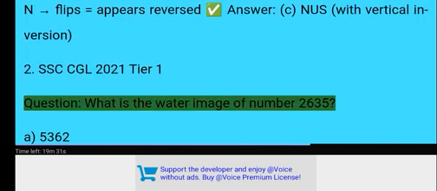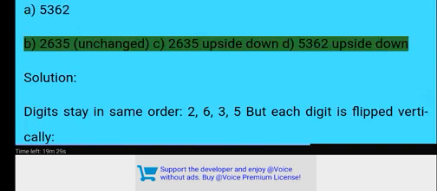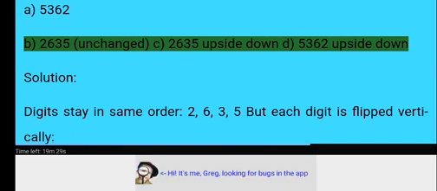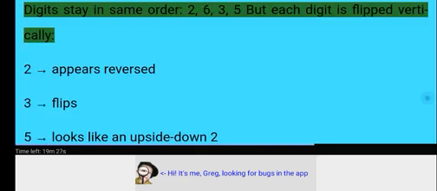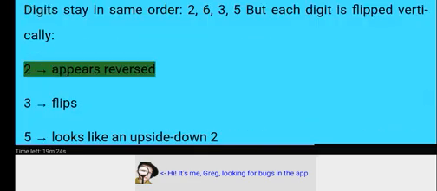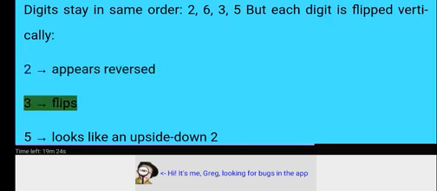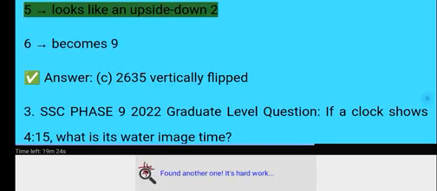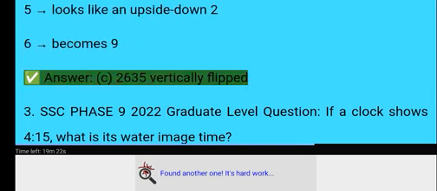2. SSC CGL 2021 Tier 1. Question: what is the water image of the number 2635? A, 5362. B, 2635 unchanged. C, 2635 upside down. D, 5362 upside down. Solution: digits stay in the same order, 2, 6, 3, 5, but each digit is flipped vertically. 2 appears reversed. 3 flips. 5 looks like an upside down 2. 6 becomes 9. Checkmark, answer: C, 2635 vertically flipped.